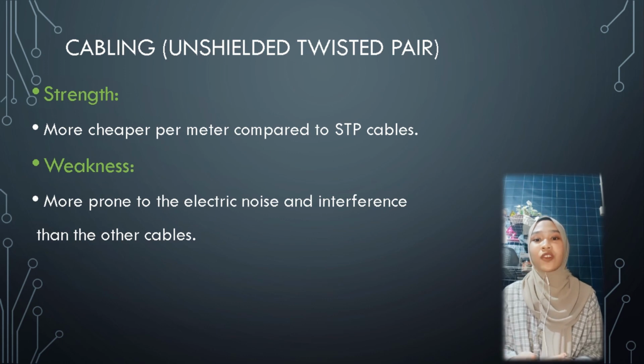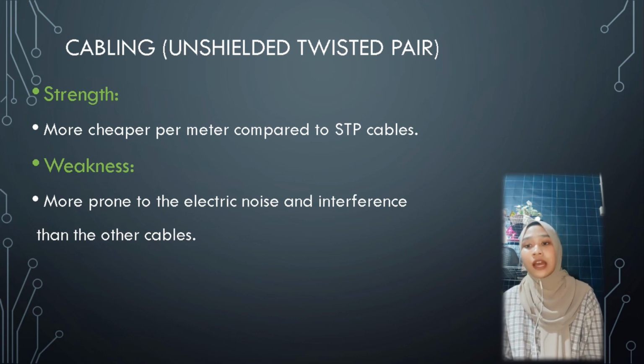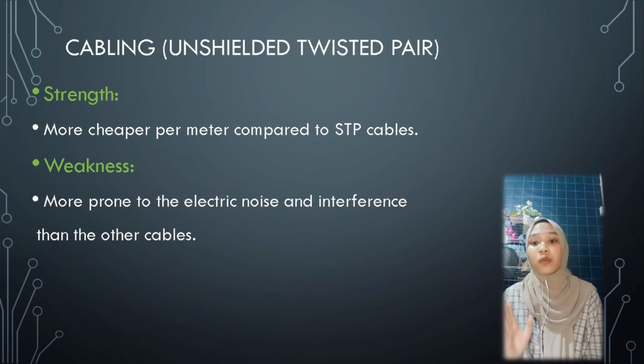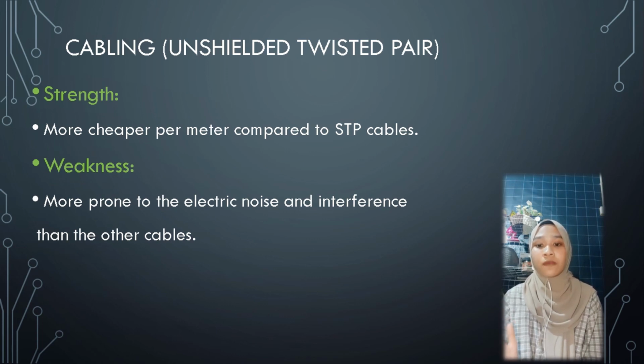Now, moving on to the strengths and weaknesses of the transmission media, we use UTP and STP cable. Firstly, the advantage of using UTP cable is that it is cheaper per meter compared to STP cable, and the weakness is that it is more prone to electric noise and interference than other cables. They are likely to be vulnerable to radio frequency and electromagnetic interference. Therefore, it is important to keep it away from the wave range of electric motors and fluorescent lighting.